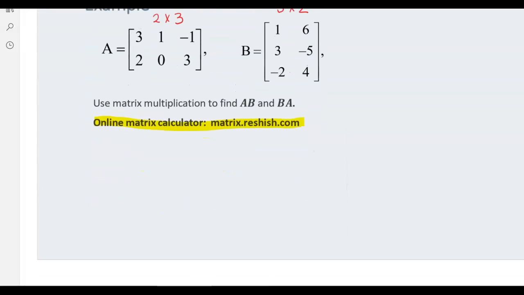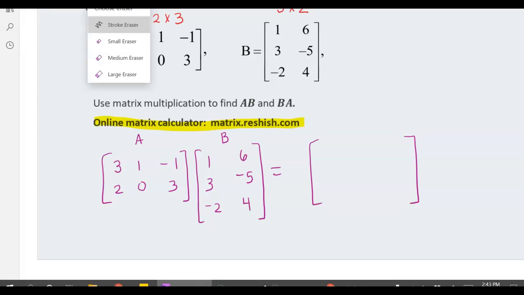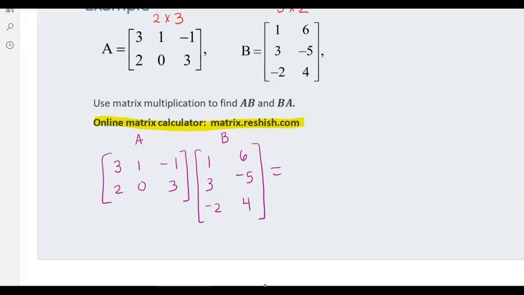So I'm going to rewrite the matrices here next to each other. 3, 1, -1, 2, 0, 3. That's A. And then B is here. And we said that we're going to end up with a 2 by 2 matrix, right? Actually, I'm probably going to need a little bit more room here because I'm going to write out in detail what the calculation is. Okay, this is going to end up being 2 by 2.